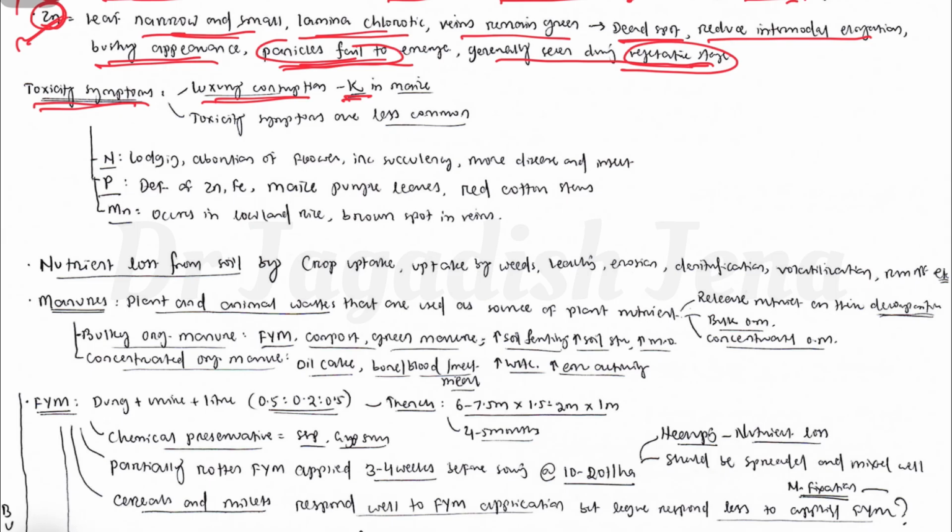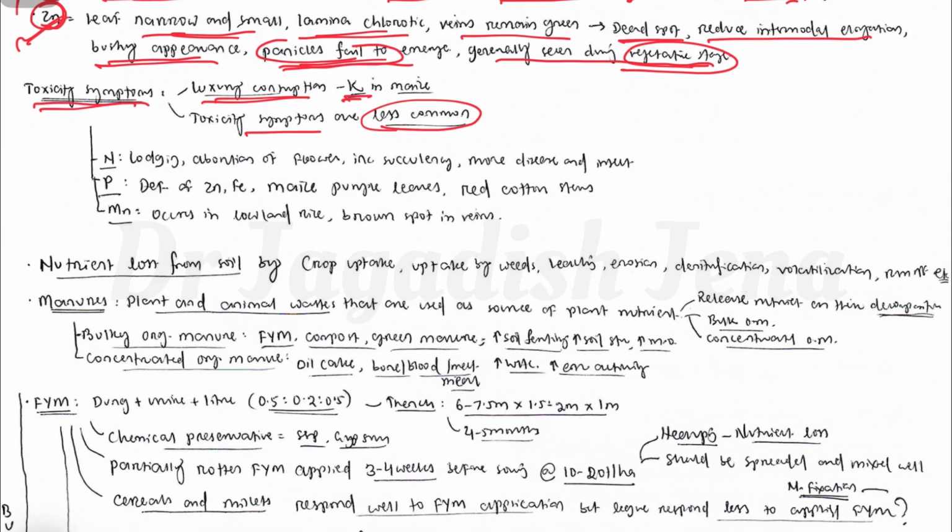Then, followed by luxury consumption, there will be toxicity symptoms, which are less common in plants because most soils in India have moderate to low levels of nutrients. And if any toxic range is found, that is due to the soil type, I mean the soil environment, mostly governed by pH, stagnation of water, or anaerobic situation.